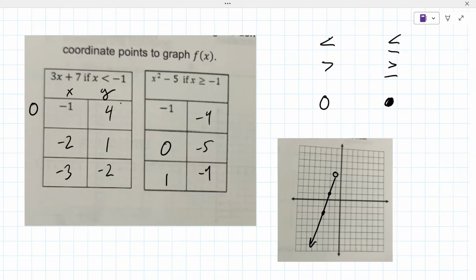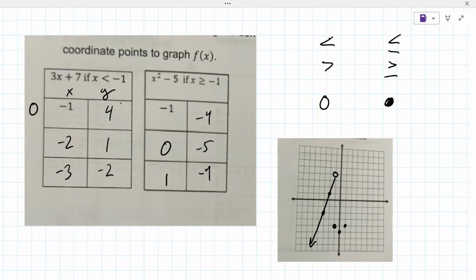Okay. You only filled in one open circle? No, then you go to the other side. Yeah. Well, the one on the left's the open circle. Okay, sorry. So on the right, it's -1, -4. So it's down here. 0, -5, 1, -4.